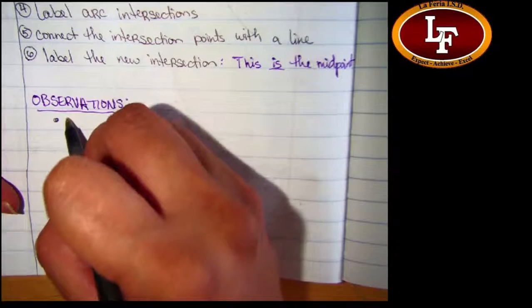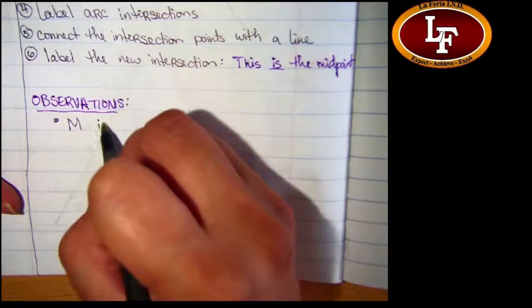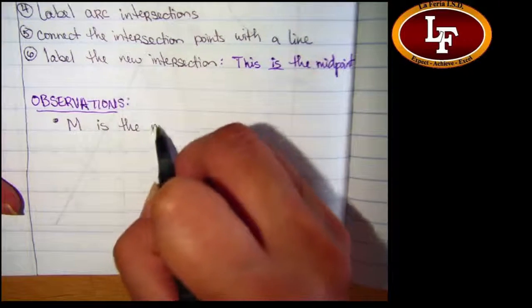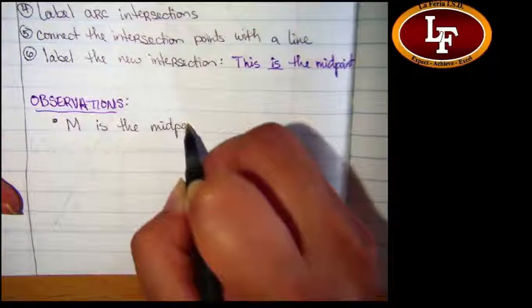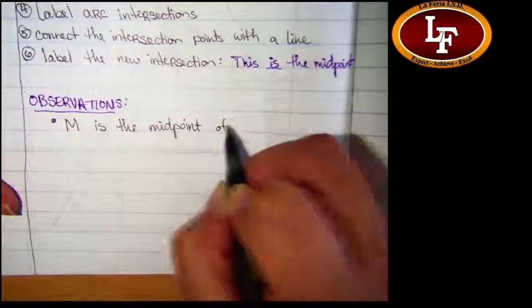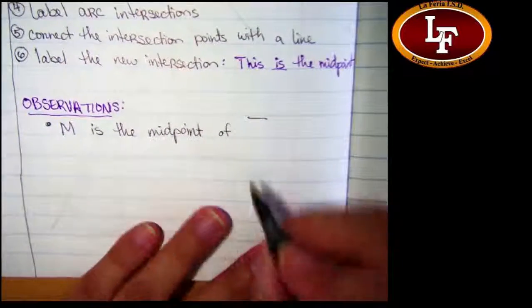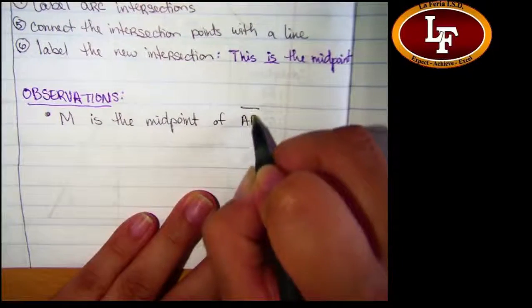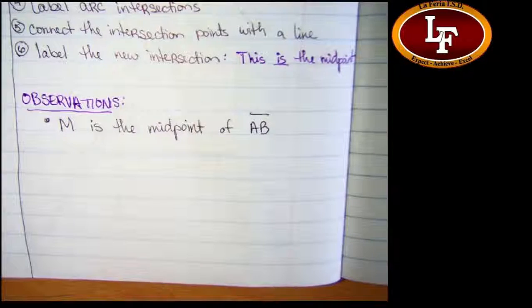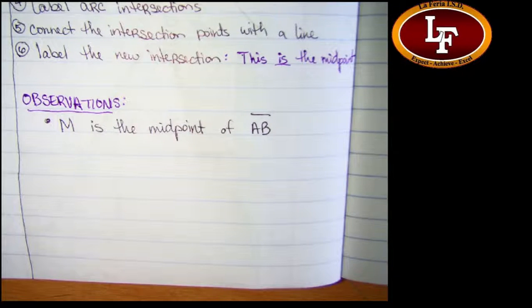The first thing that you can observe is that M is the midpoint of what segment? B and A. Because that was the original segment we started with and the one that we were told to construct the perpendicular bisector of.